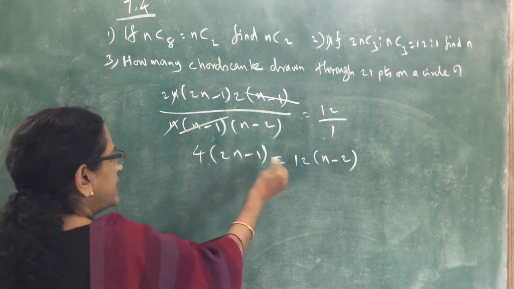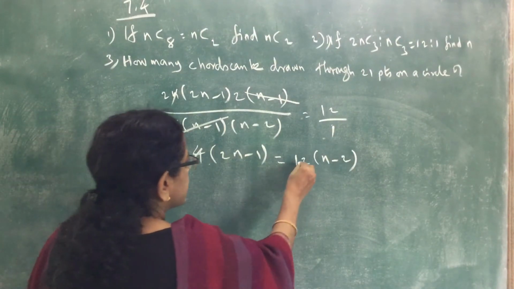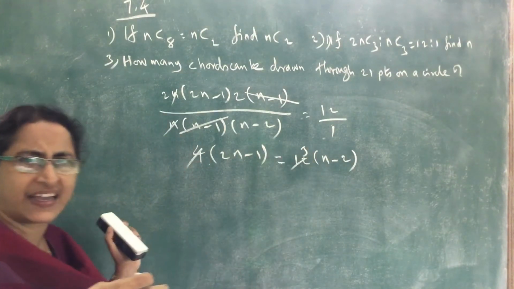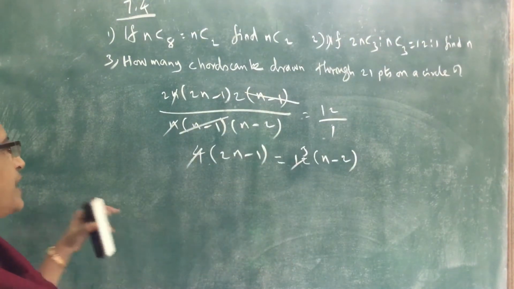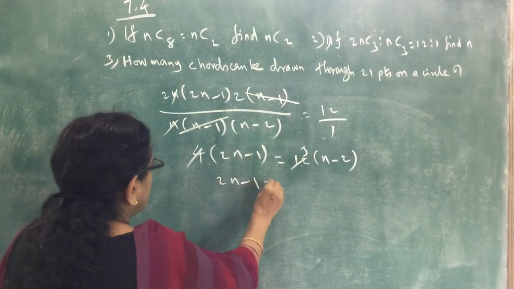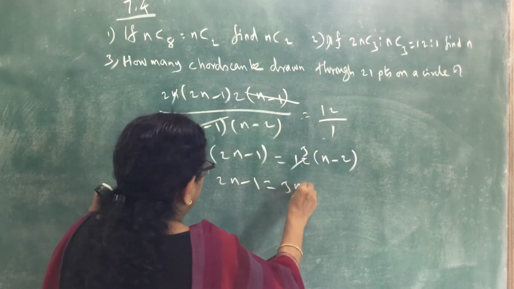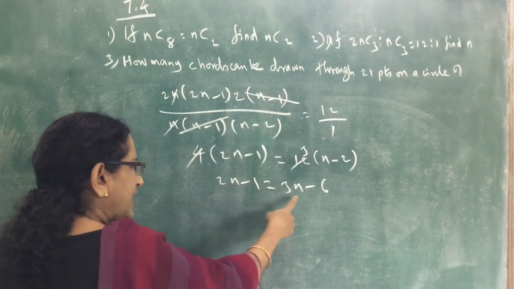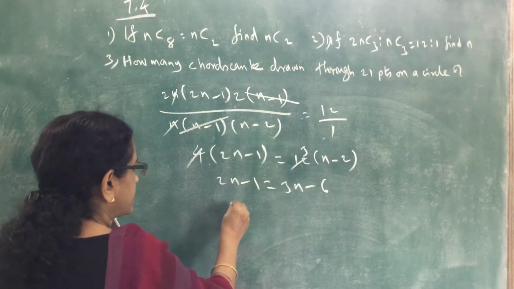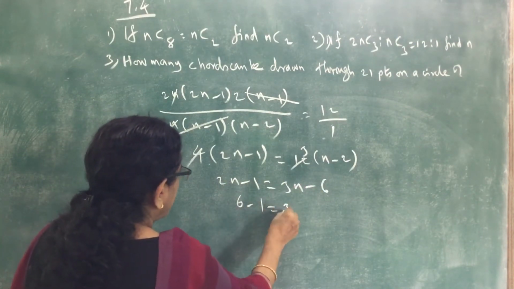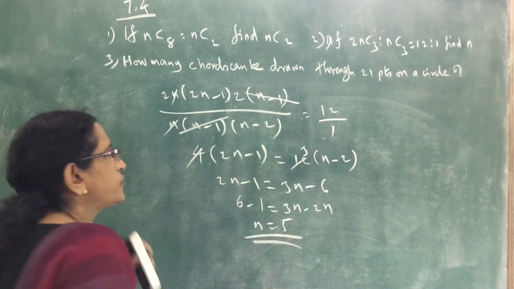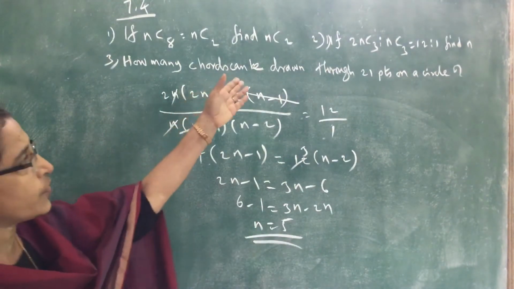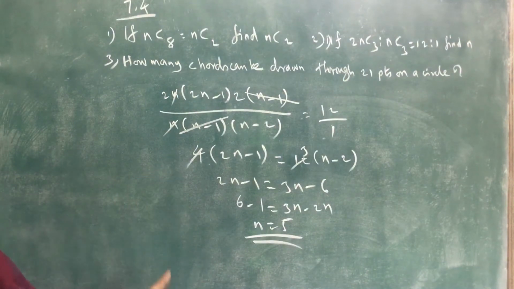Now simplify here. 12 and 4 we can cancel, we can write 3 here. 12 by 4 that is 3. Now 2n minus 1 equal to 3 into n minus 2, 3n minus 6. So 2n we can take this side, minus 6 we can take this side. 6 minus 1 equal to 3n minus 2n. So n equal to 5. So we get n equal to 5. So second question, second part you can do same way.